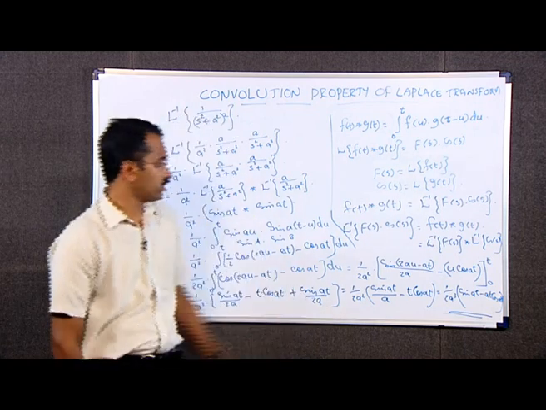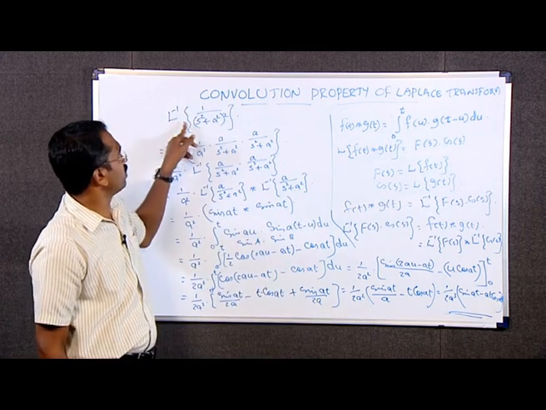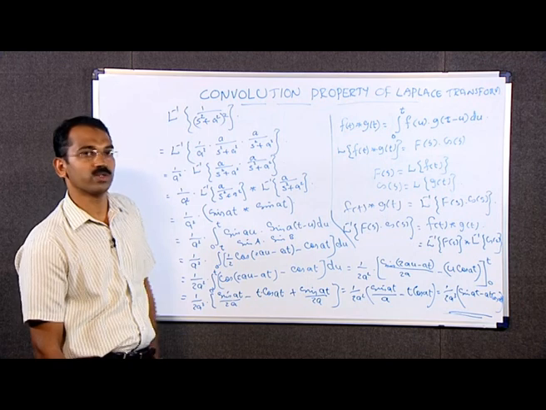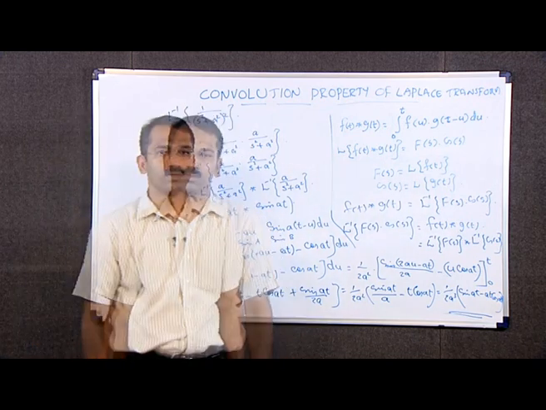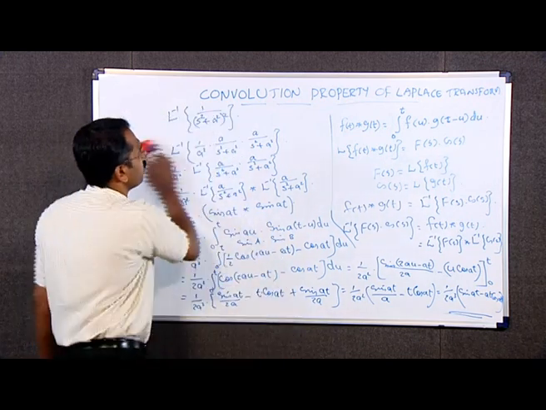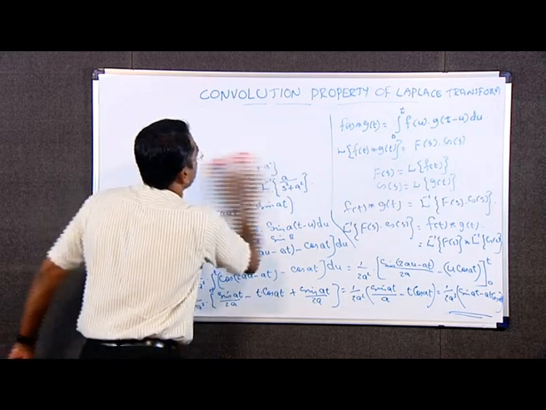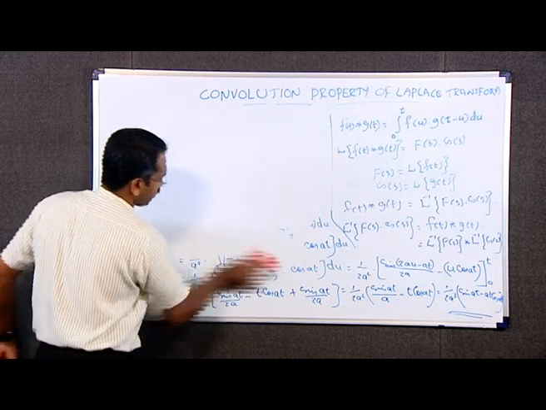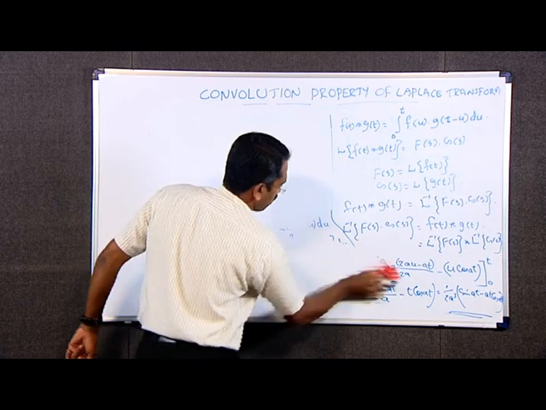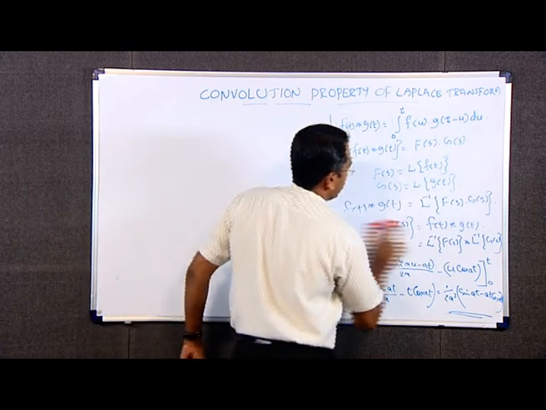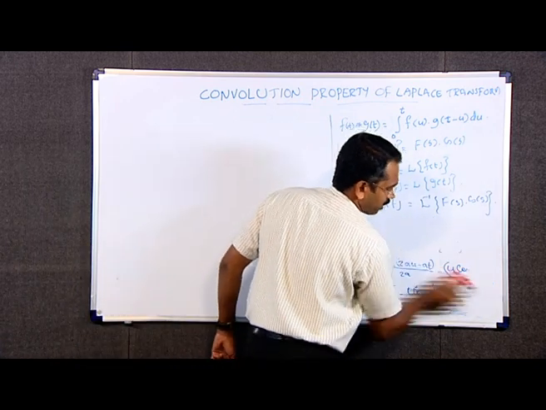This is the required inverse of the given function, 1 by (s square plus a square) the whole square. Now, consider another example to find the inverse Laplace transform using the convolution property of Laplace transform.